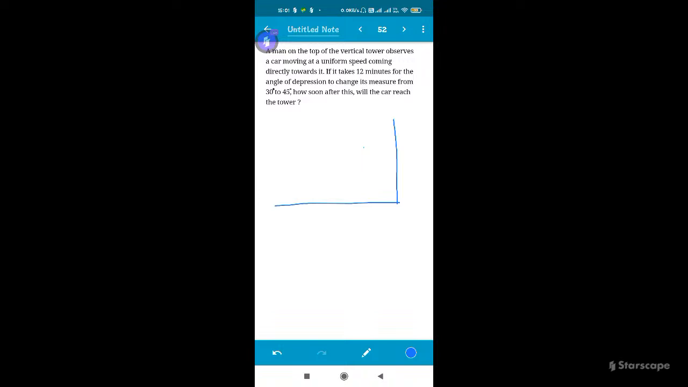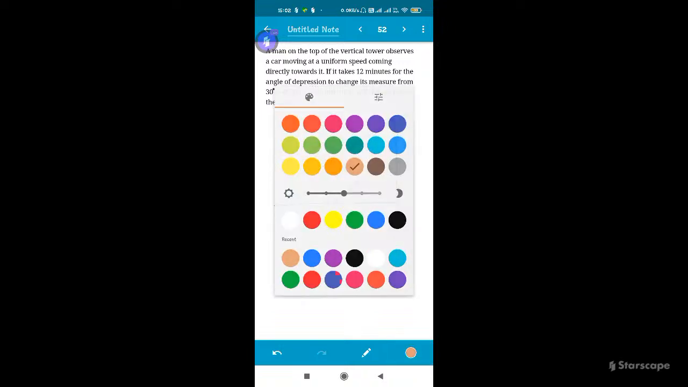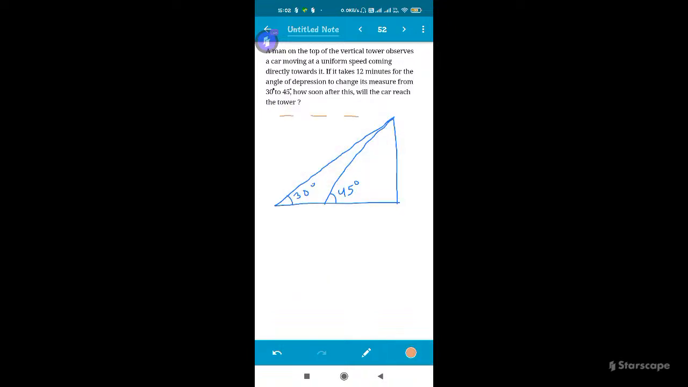So our structure will be somewhat like this. We know when the object is far away the angle of elevation is less, so this will be 30 degree, and when the object is close to the point of observation the angle will be more, so this will be 45 degree. Accordingly we can also make the diagram in terms of angle of depression. It will be as such, this entire thing will be 45 degree and this much will be 30 degree. I hope this much is clear to you all.